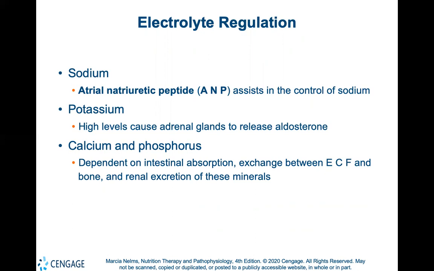Calcium and phosphorus. Serum concentrations of calcium and phosphorus are dependent on intestinal absorption, exchange between extracellular fluid and bones, and renal excretion of these minerals. Parathyroid hormone is secreted from the parathyroid gland when serum calcium levels are low. Parathyroid hormone works to raise serum calcium levels by pulling calcium from the bone and decreasing excretion of calcium in urine. Parathyroid hormone also acts to increase phosphorus excretion when necessary.